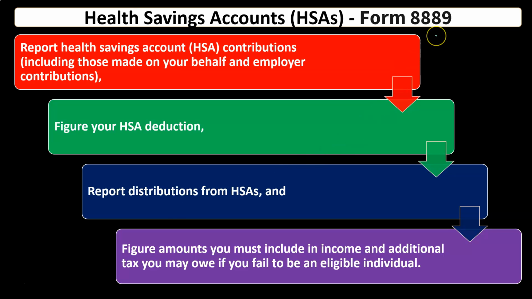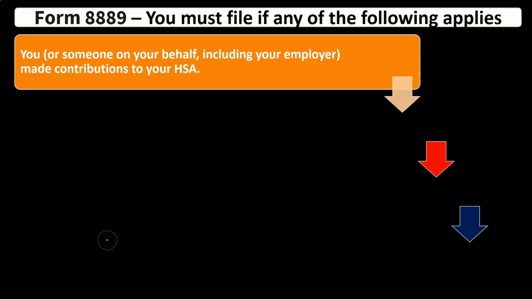So in other words, Form 8889 is going to be covering both the contributions, which is what we're focusing in on here, as well as the distributions and whether or not those distributions are going to require adding to income and/or having a penalty applied to them or not. Form 8889, you must file if any of the following apply. So these are when you must file the Form 8889, which is linked to the HSAs.